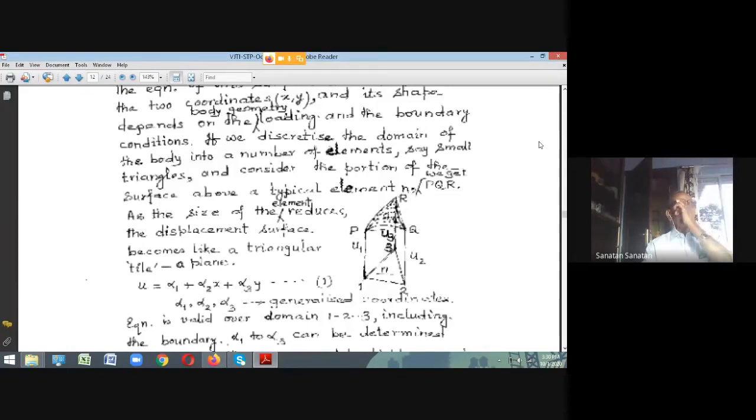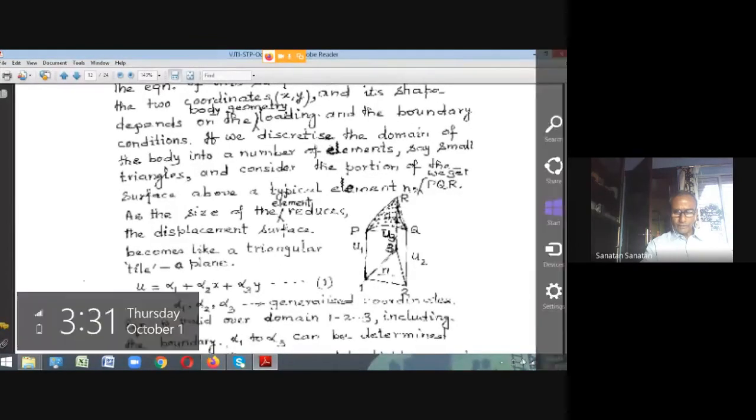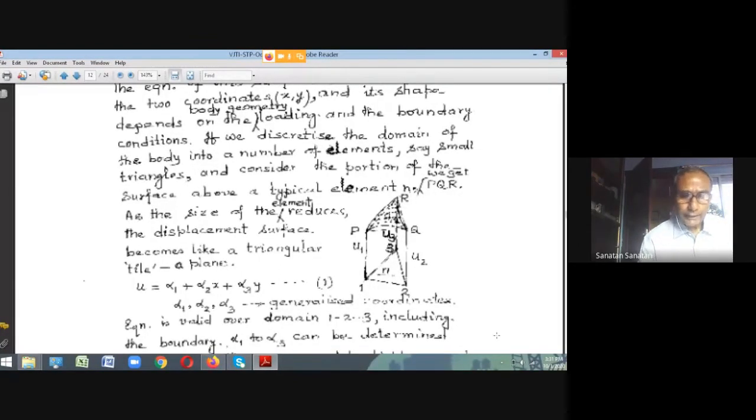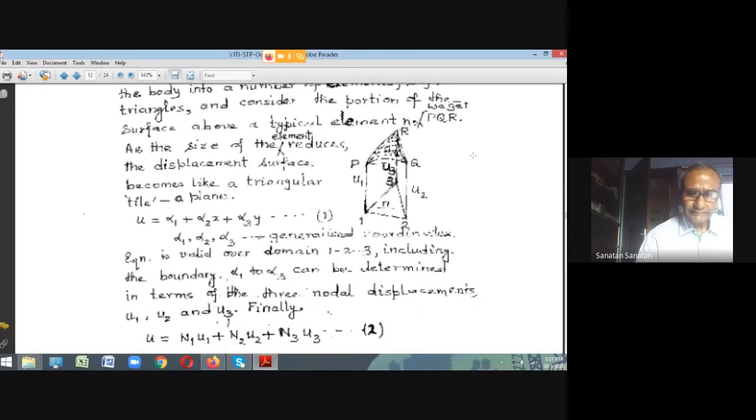That doubly curved surface, which is a square or cubic polynomial, I can now approximate as a flat tile, and its equation is alpha 1 plus alpha 2 x plus alpha 3 y. These alpha 1, alpha 2, alpha 3 are called generalized coordinates. Generalized coordinates. And now how can I determine them? Since this surface is given by u equal to alpha 1 plus alpha 2 x plus alpha 3 y, it must satisfy the value of displacement at the 3 corner nodes.